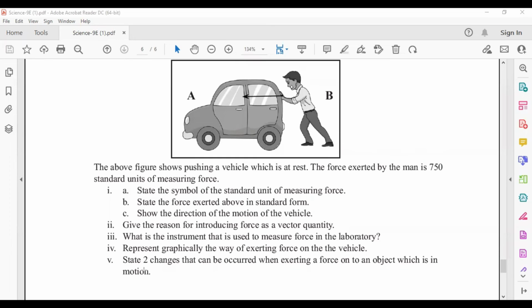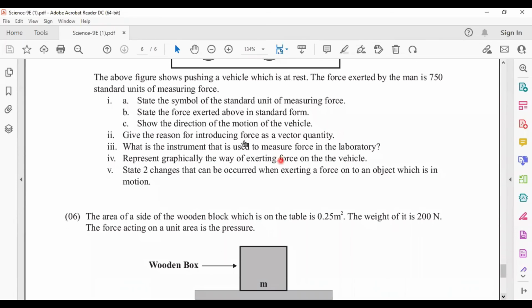Next one, state 2 changes that can occur when exerting a force onto an object which is in motion. You have to write only 2 changes here. The speed of motion can be changed. Next one, the motion can be stopped.